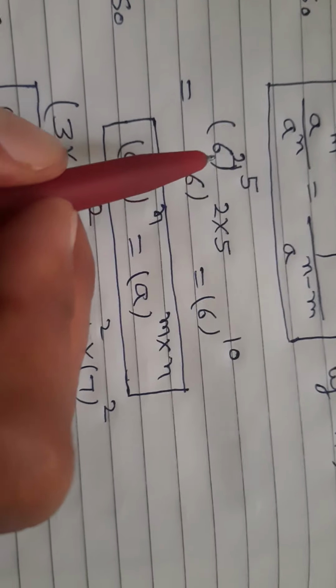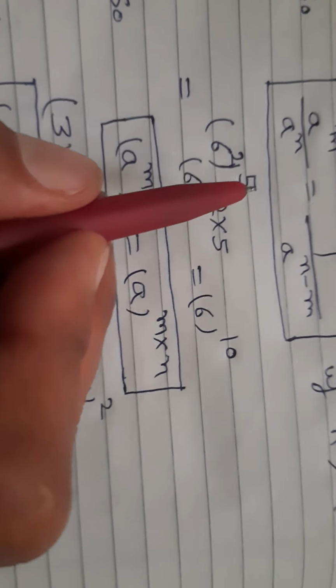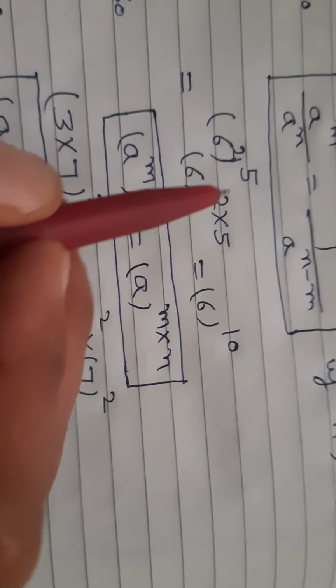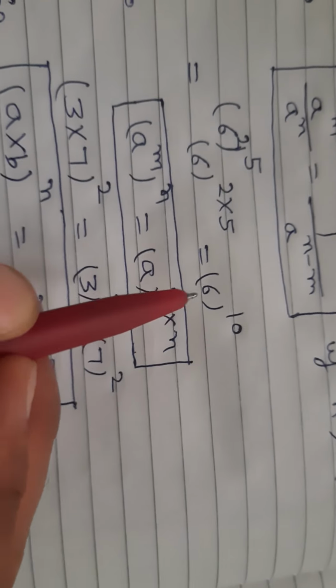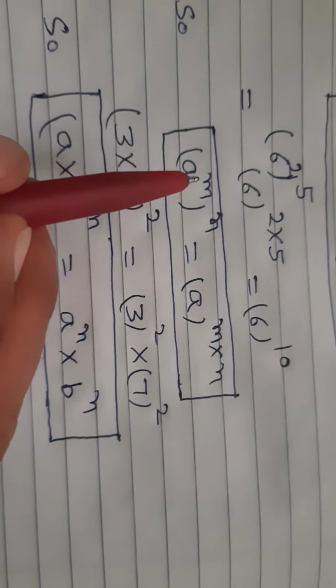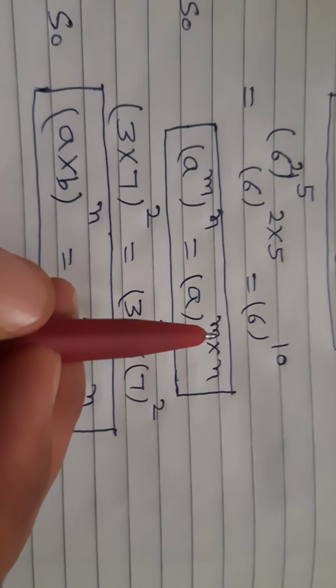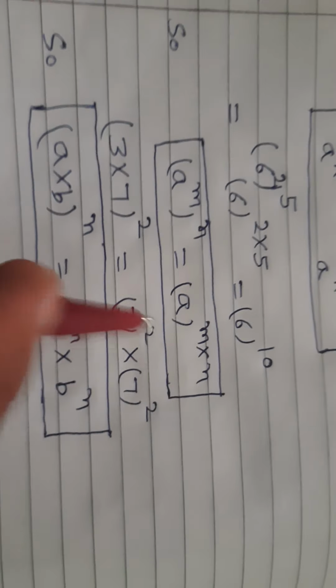So if there is a base and its power and then again a power, in that case the powers will be multiplied. So we got 6 raised to the power 10. So the rule is a raised to the power m, whole raised to the power n, is equal to a raised to the power m into n.